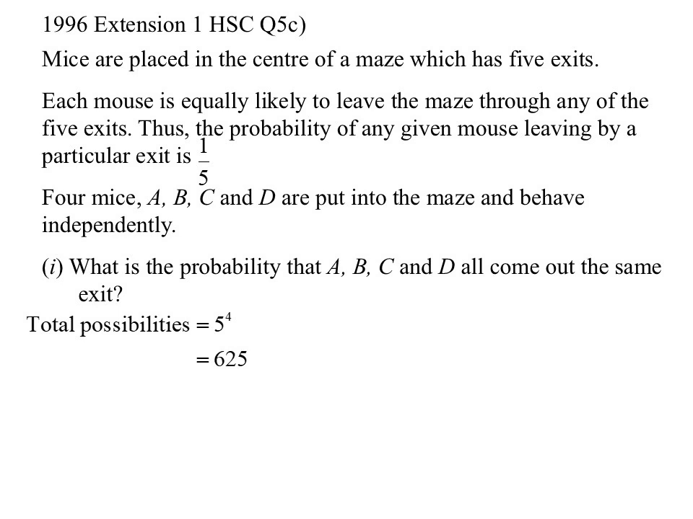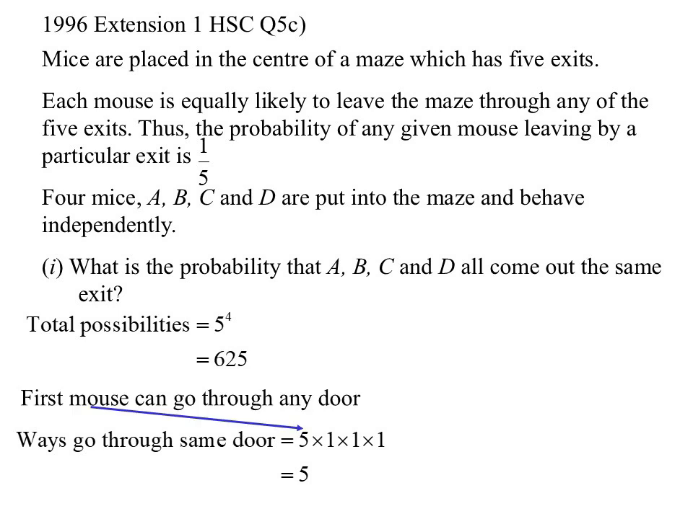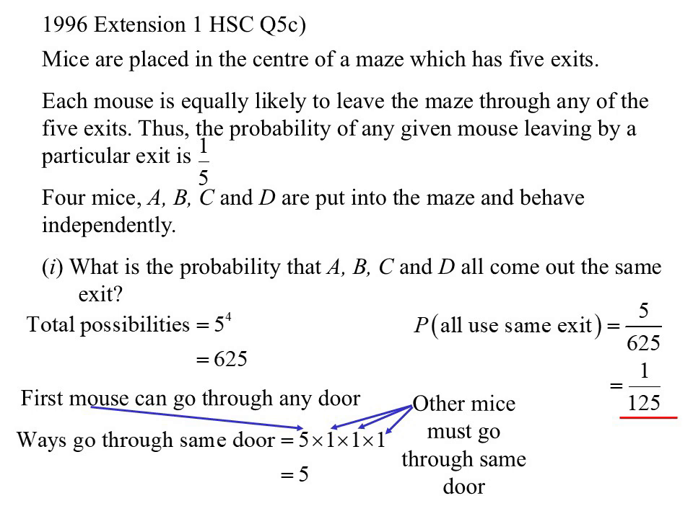Well, the total number of possibilities would be 5 to the power of 4. There's 5 different possibilities for the mouse to go at, and there's 4 different mice doing it, so 5 to the power of 4, 625. But if I want them to go through the same door, again, it doesn't matter if they all leave at once, or we think of it as, well, one mouse leaves, then another mouse leaves, and so on. So I'm going to think of it that way and say, well, that first mouse, they could go through any door, but I want the other mice to go through the same door. So they now only have one choice. So there's 5 different possibilities there. Probability they all use the same exit then becomes 5 on 625, which simplifies down to be 1 on 125.